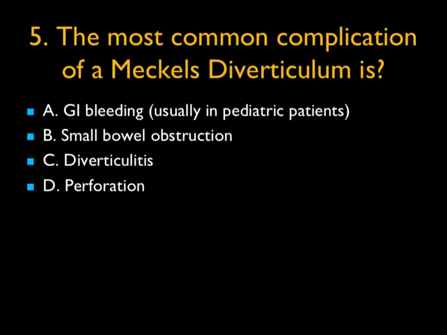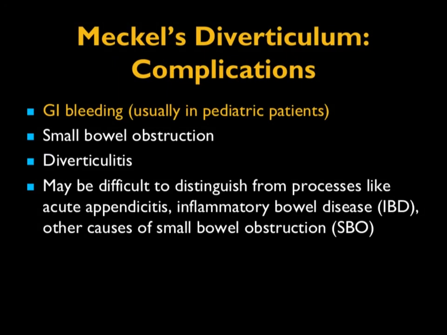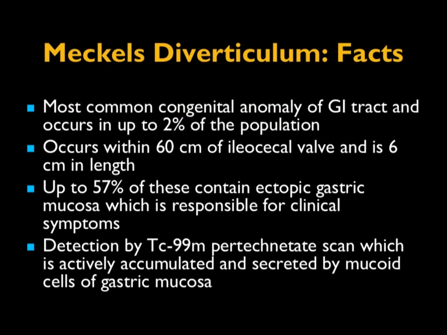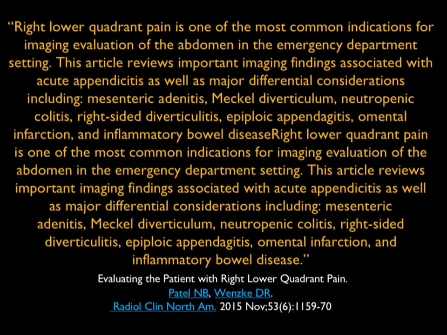And finally, number 5, the most common complication of Meckel's Diverticulum is, thinking about it, GI bleeding. Okay? Particularly in pediatric patients, it can be difficult to distinguish this from appendicitis at times, IBD, and often you will miss it. You need to think about it in order to make the diagnosis. And there have been several articles like this one by Patel, which talks about the importance of Meckel's Diverticulum as one of the possibilities for right lower quadrant pain.